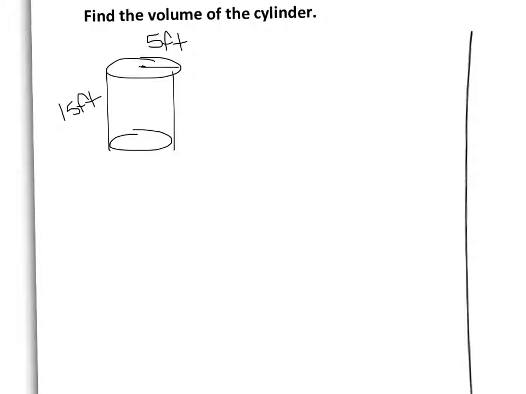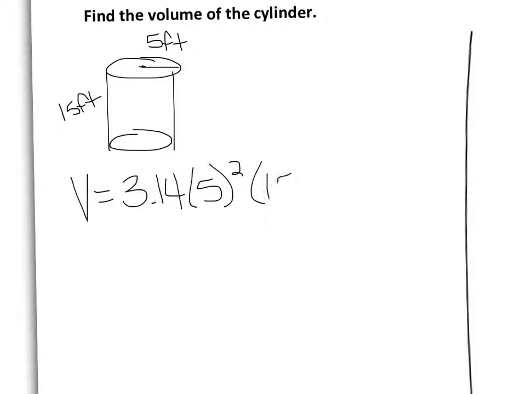So since I have my radius and I have my height, I can just plug these right into my formula. So to find the volume, we're going to take pi times r squared times h. And let's round to the nearest whole number, or the nearest whole cubic foot. Elizabeth? 1,178. And what are my units? Feet cubed.